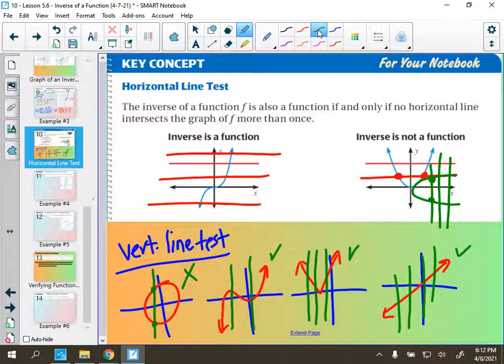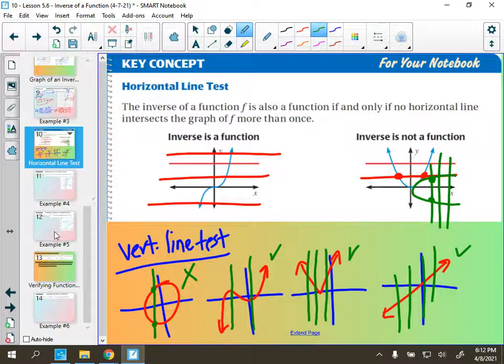I know sometimes people get confused, vertical line test, horizontal line test. So the vertical line test is for if you have something and you want to see if it's a function without getting super detailed with points, you literally draw a vertical line. If you hit it twice, it's not a function. The horizontal line test is used to check to see if the inverse of a function would be a function.